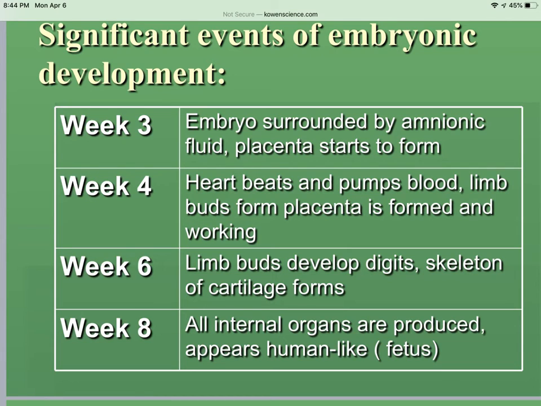Week 6, limb buds develop, digits, the skeleton of the cartilage forms, all the internal organs are produced by week 8. And so by the time the mother is 2 months pregnant, we have a human-like fetus with all the internal organs that have developed. And so as you look at these significant events, realize that from the moment that the oocyte and the sperm come together to make the zygote, we have a living organism created in the image of God.